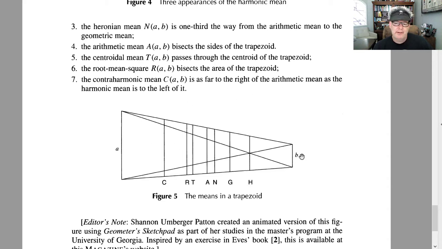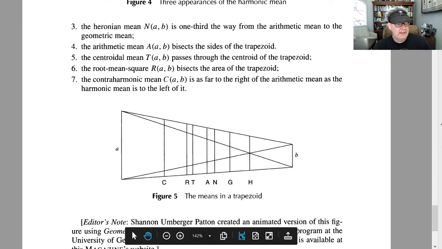Contraharmonic mean is as far to one side. They have it to the right, but I think they were thinking the smaller number would be on the left. So if the smaller number is on the left, the contraharmonic mean's on the right. It's as far on one side of the arithmetic mean as the harmonic mean is to the left, so it's kind of symmetric that way.